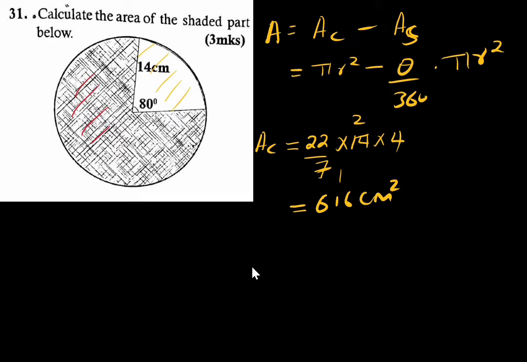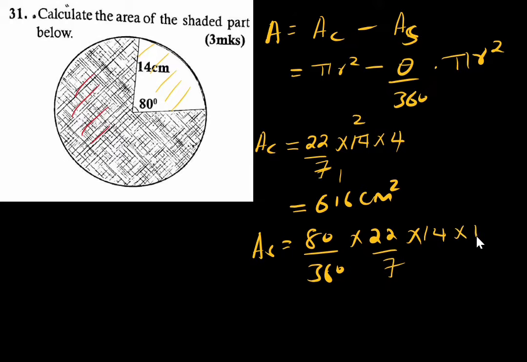Continue to area of the sector. Area of the sector will be theta over 360. Theta is the angle subtended. You can see it is 80. So 80 degrees over 360 multiplied by pi. Pi is 22 all over 7 times radius is 14, again times 14. If you multiply this keenly, you'll find out the answer is 136 and 8 over 9, or 136.1111. That is 136.11. So the area of the shaded part will be the difference between these two.